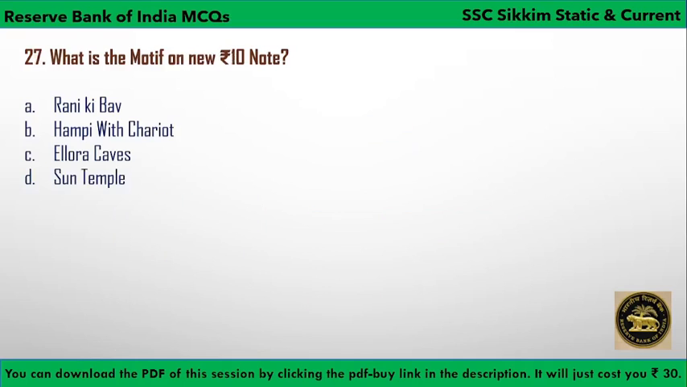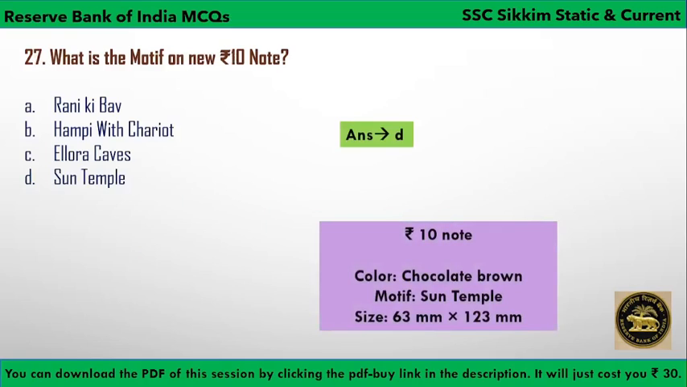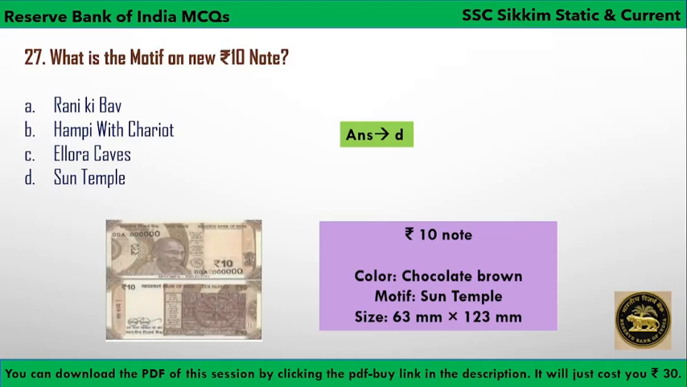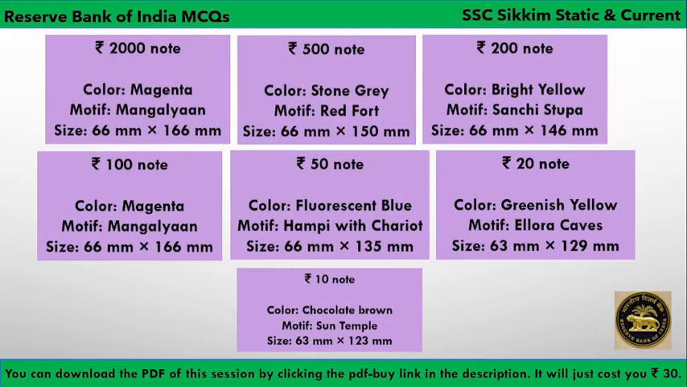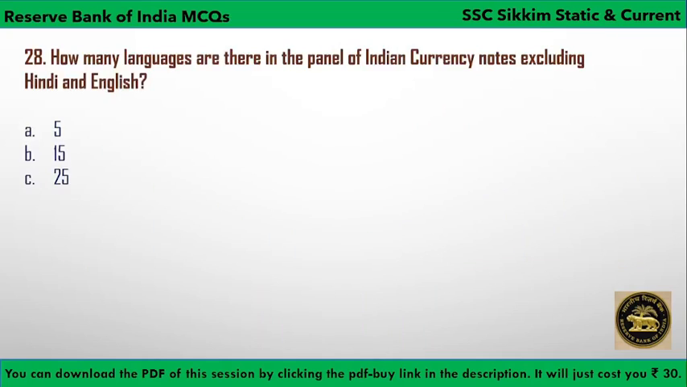Next question, what is the motif on new 10 rupees note? The motif on the new 10 rupees note is the Sun Temple, which is at Konark. The color of the 10 rupees note is chocolate brown, not only brown but chocolate brown. Size is given. So this is the summary of all the color, motif and size of the different currency notes we have in India. You can see it in the PDF. Let's go to next question.